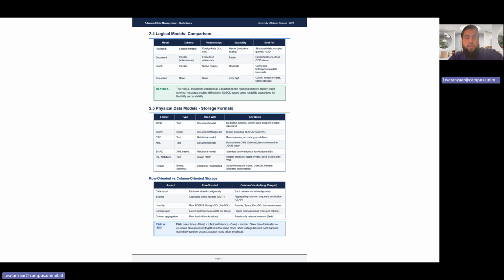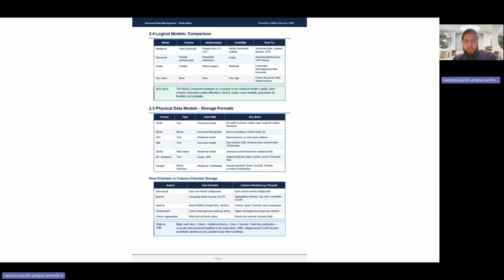Okay, physical data models, storage formats. There are multiple formats for storing data, starting with JSON. Its type is text and it is used by the document model. Key notes: no built-in schema, widely used, supports nested structures. Okay, and BSON, binary JSON or JavaScript Object Notation. Its type is binary. It is mainly used by the document database MongoDB. It is a binary encoding of JSON with faster input/output, and that is the main key note of BSON.